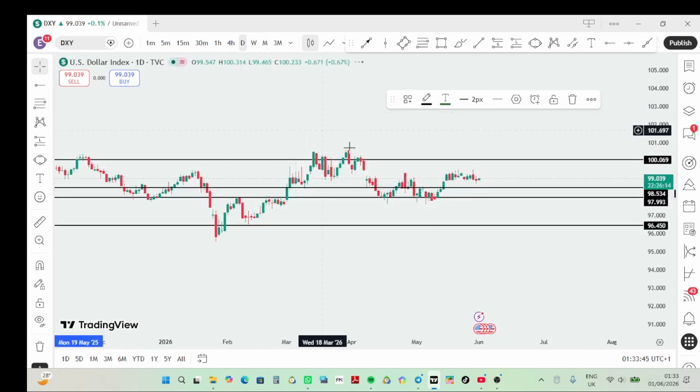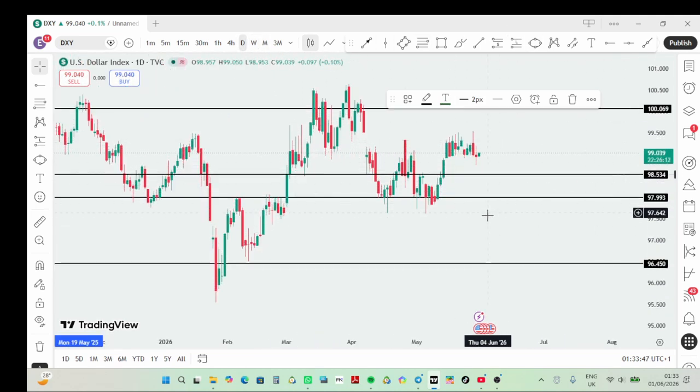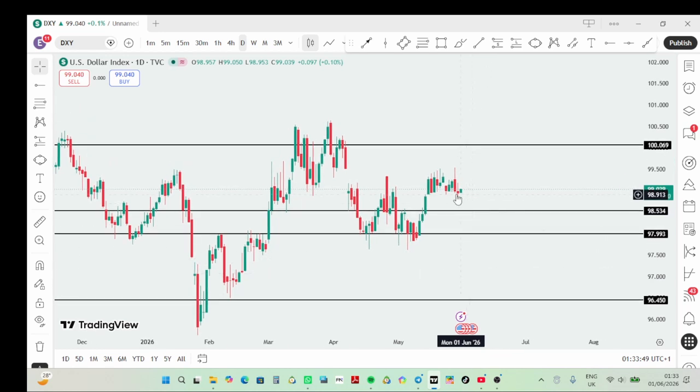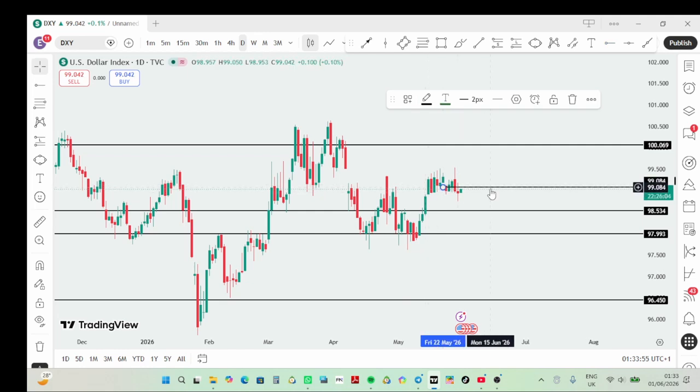Let's look at what DXY is doing on daily. Good. On daily, I'll be expecting DXY to push up to this level, which it's already doing. I want to see DXY push to this point, then push down to this level. I'm expecting mostly a sell for this week, to this level here, to this point here.